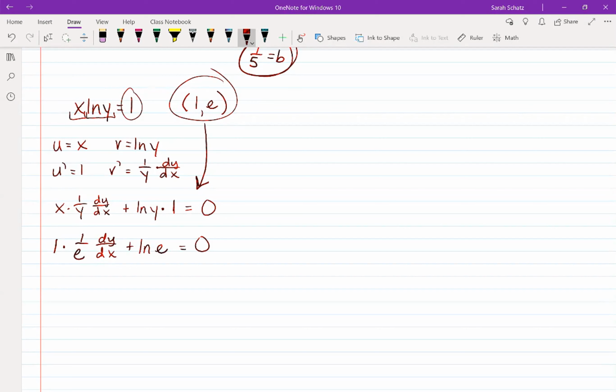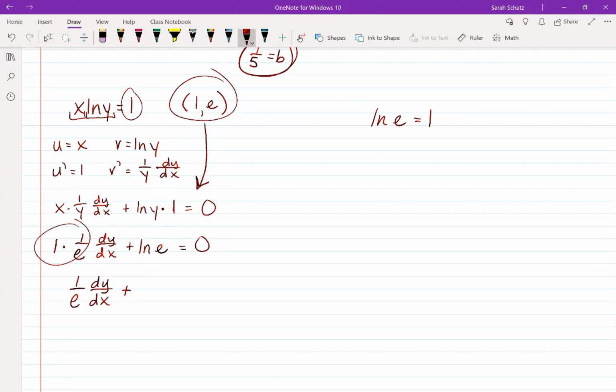Now, you might not think that this looks better because we still have e's in there, and we don't usually like to deal with e's. Let's simplify a little bit though. 1 times 1 over e is just 1 over e. So I just have 1 over e dy/dx plus, let's talk about the natural log of e. Does anybody remember what the natural log of e is? It's okay if you don't. Well, the natural log of e is 1.